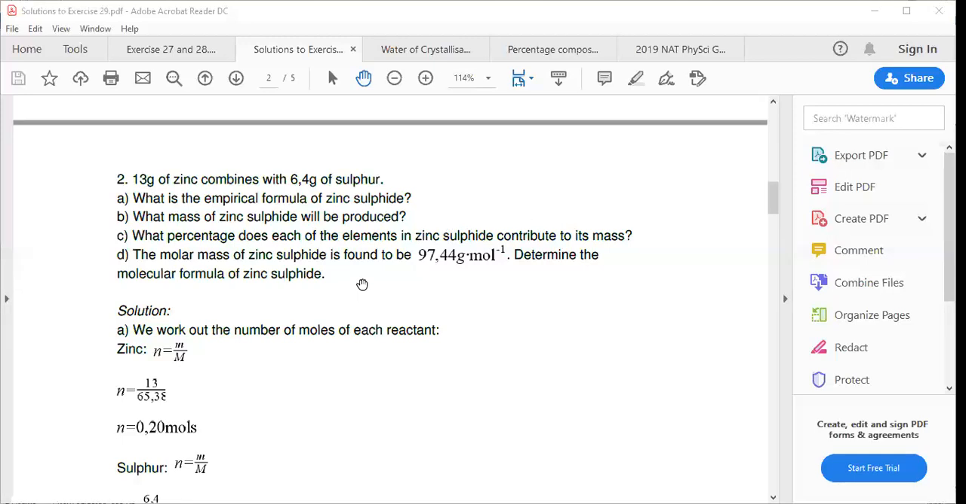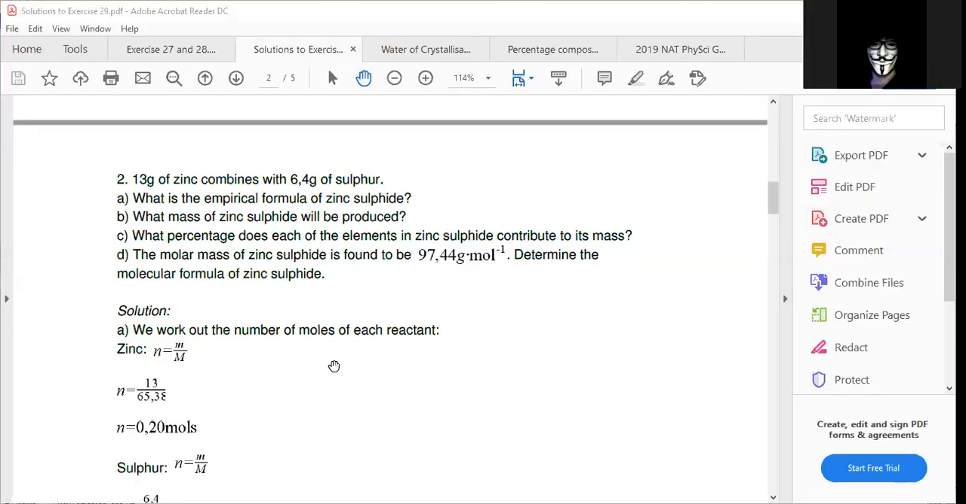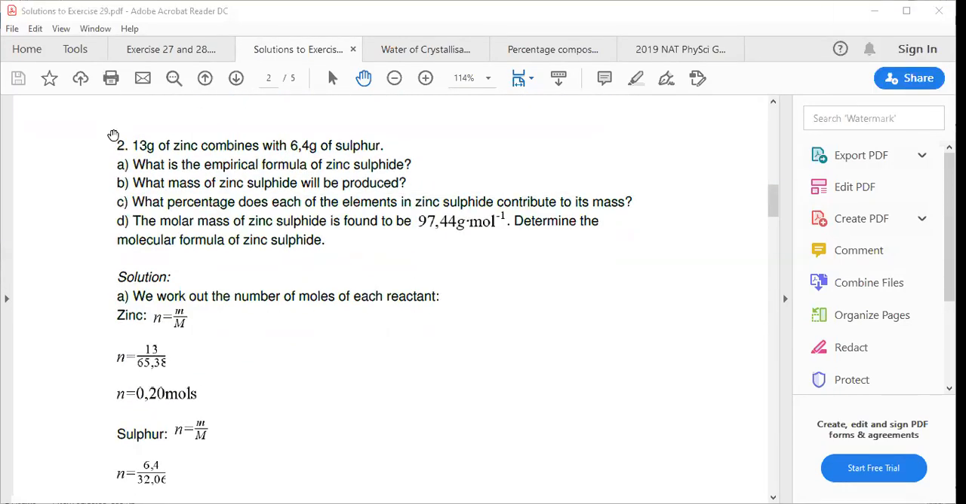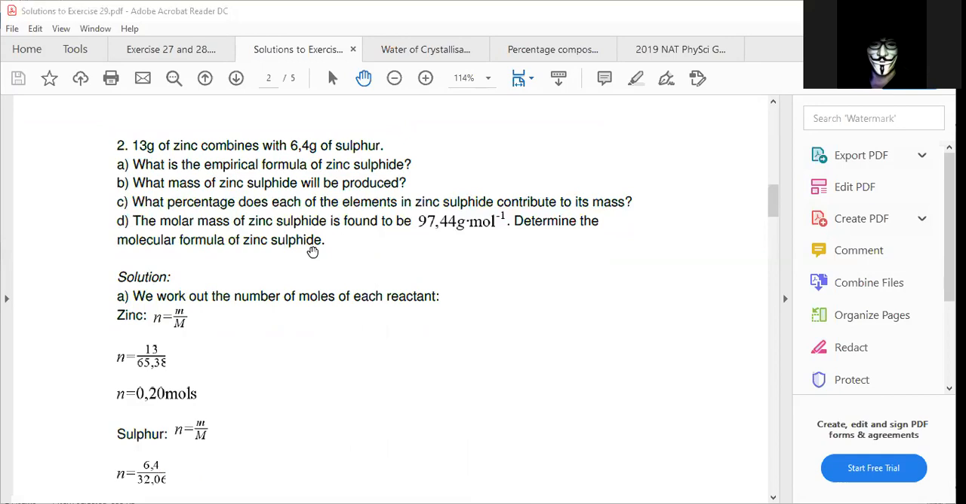Yes, Joshua? You can find the molecular mass of zinc sulfide and then use the mole ratio to calculate the mass. Okay. What about just adding 13 plus 6.4? That was my other solution.